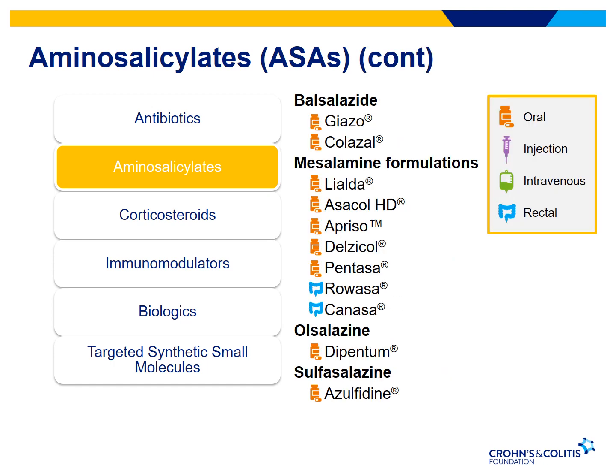These are the names of the formulations that are available and FDA approved in the US. There are some that are available as enemas, that's the Rowasa, and in a suppository form, that's Canasa. These work quite well for folks that have inflammation in the rectum that can give rise to a lot of urgency and frequency.